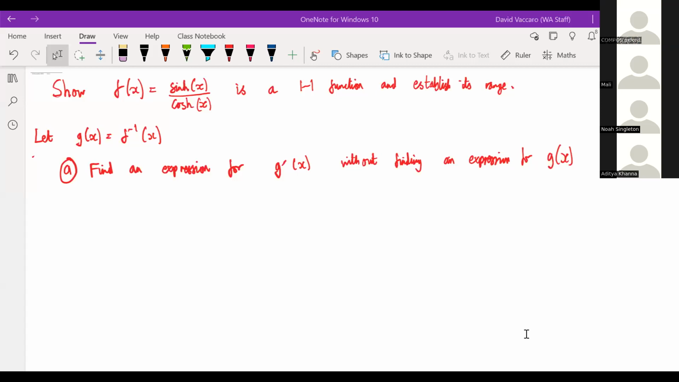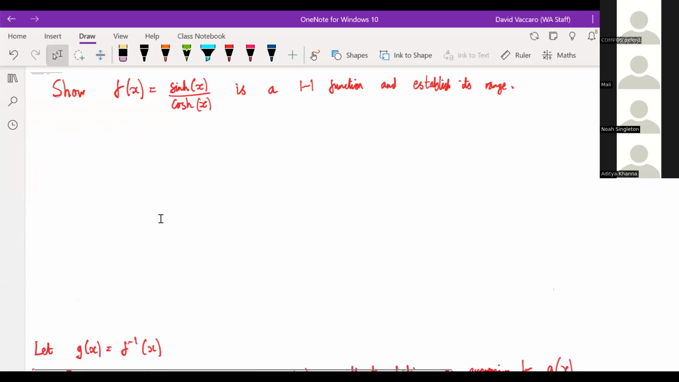Okay, so I'm going to start with a little bit about inverses. So this is where the sheet started. Show that f of x, which is defined to be sinh x over cosh x, is a one-to-one function, and establish its range. What would we do in order to establish that a function is one-to-one? Under what conditions will a function be one-to-one? Verify that it's odd.